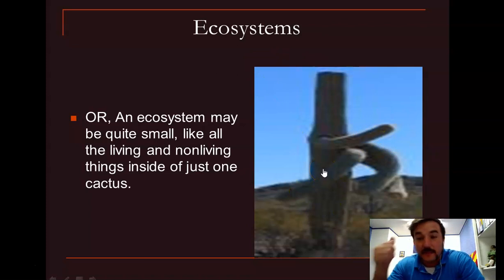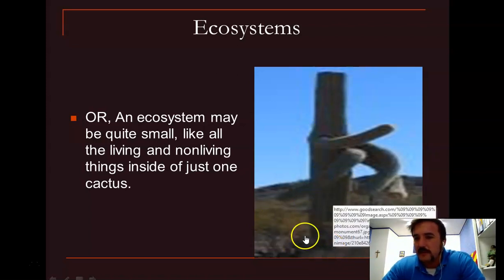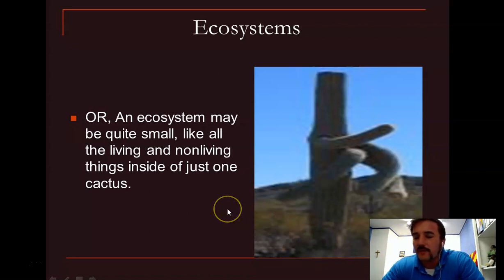The cactus, that's alive. The owl that burrows in it, that's alive. The bugs that crawl up and down it, that's alive. The grass below it, that's alive. Those are all different living things that interact in just that small ecosystem. But it also has a lot of non-living things, like the air, the carbon dioxide it breathes, the oxygen it gives off, the rocks and the dirt and the soil around it, and the weather. It could just be a small little ecosystem like that.